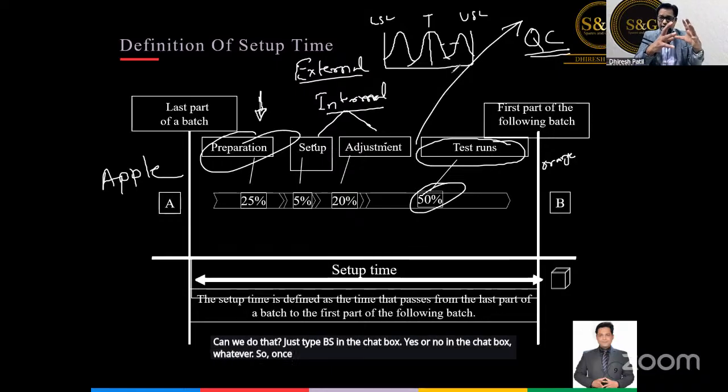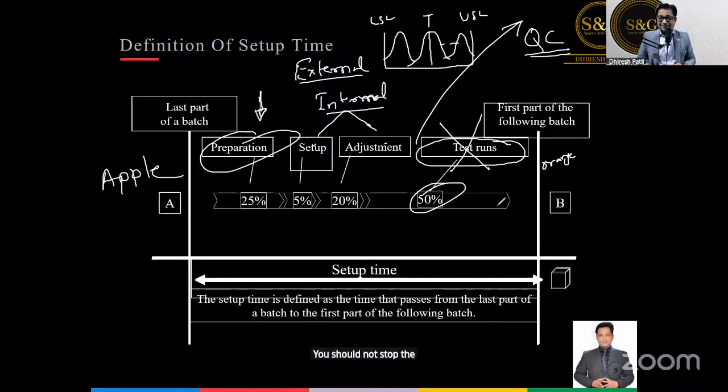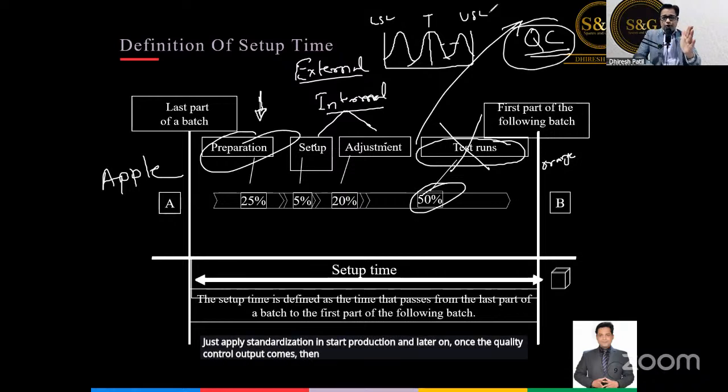So once you apply the standardization and start the test run, at least the probability of going out of spec will be very, very minimal, right? So that's what Shingo says. Shingo says, you should not stop the machine for the test run. Just apply standardization and start the production. And later on, once the quality control output comes, then you fine tune that and bring the process to the center. And that is the best.